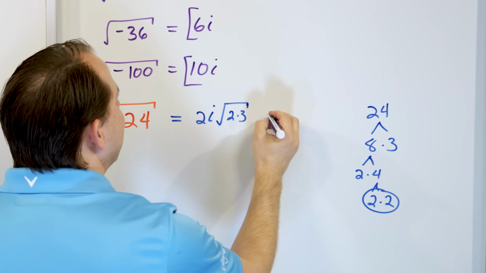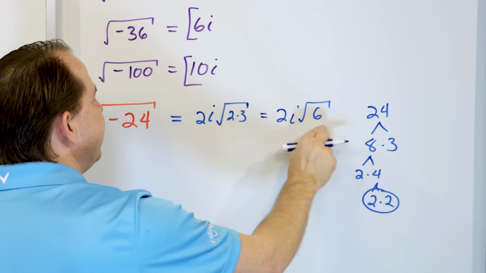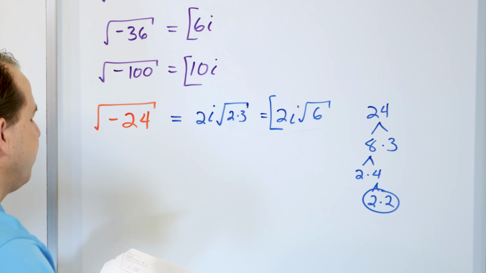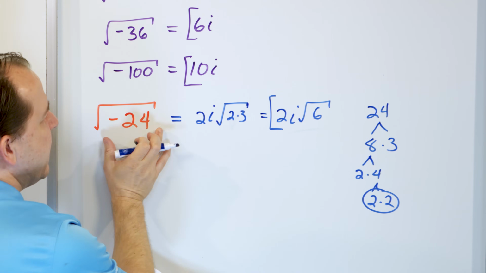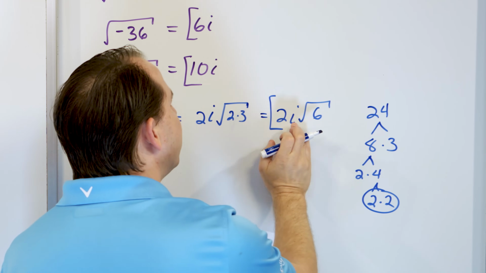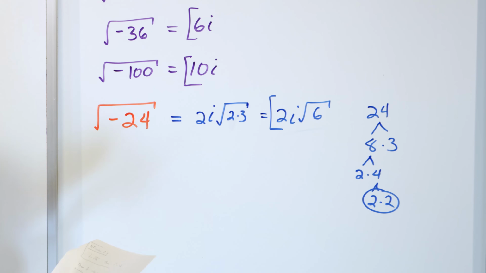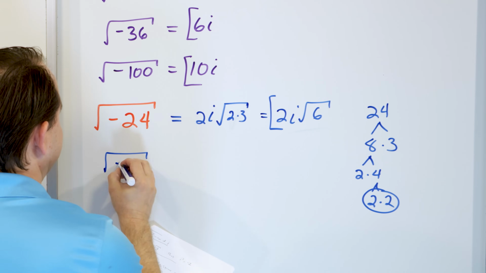So 2i times the square root of 2 times 3. So it's 2 times i times the square root of 6. This is the answer to this problem. Whereas before, we didn't know what the square root of this -24 is, here you can see all we're doing is writing the square root as if it were positive under the radical, but then tacking an i on because it's an imaginary number. So working with these imaginary numbers is exceedingly easy, right?